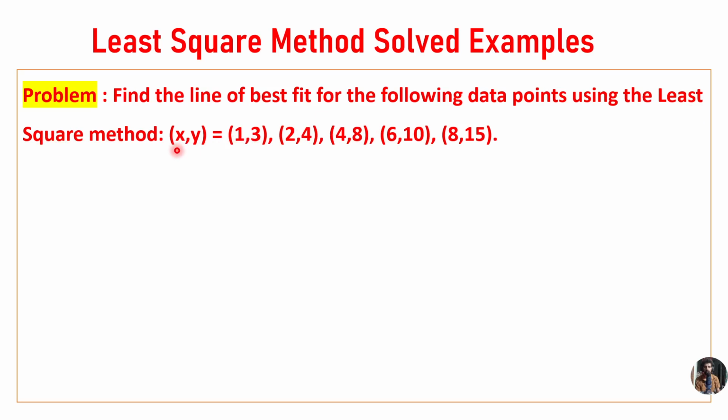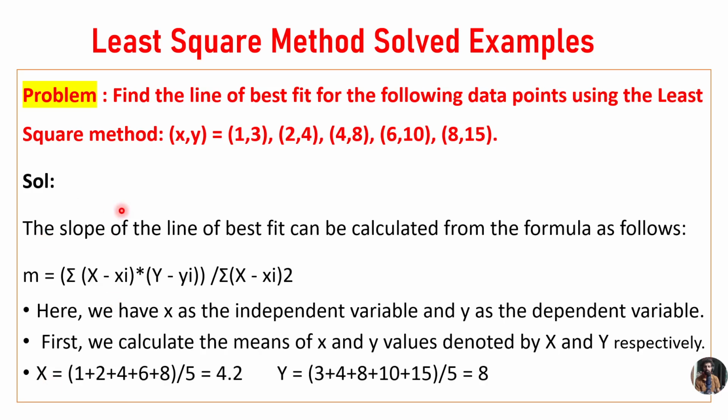So what is the value of x comma y? 1 comma 3, 2 comma 4, 4 comma 8, 6 comma 10, 8 comma 15. Okay, so let us see the solution now. First we will find out the slope value. Y is equal to mx plus b.